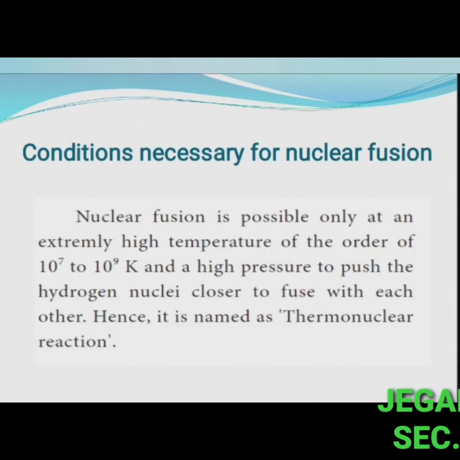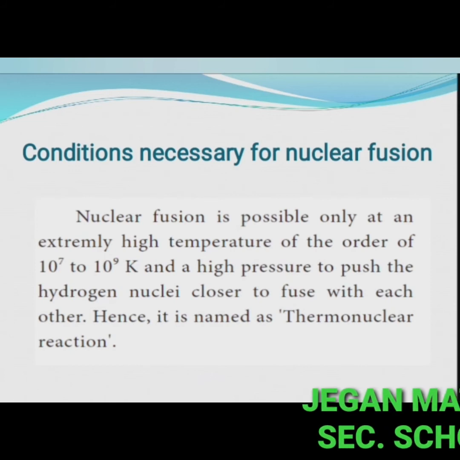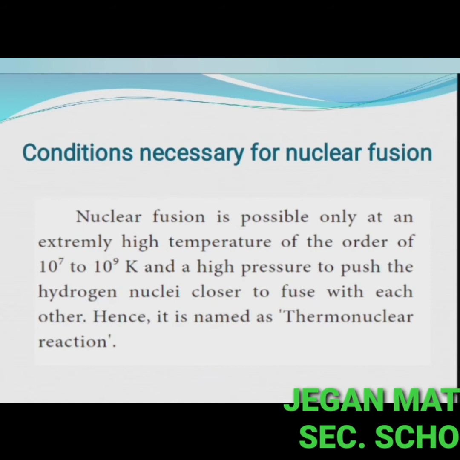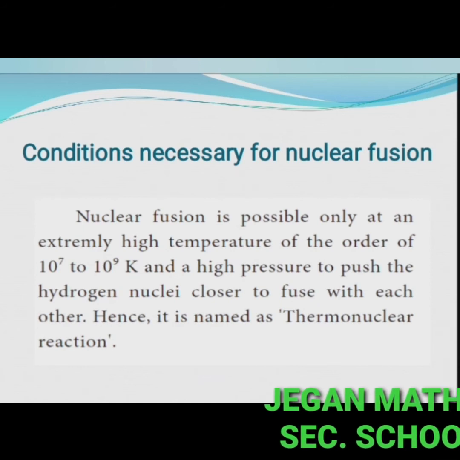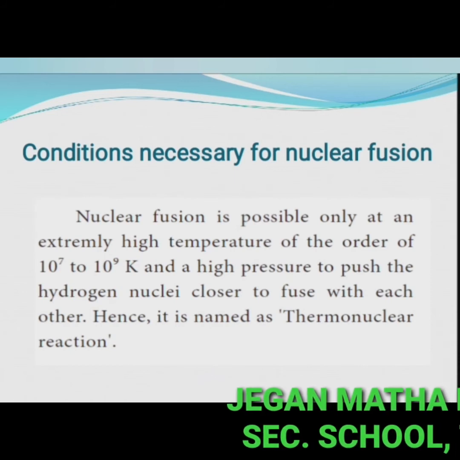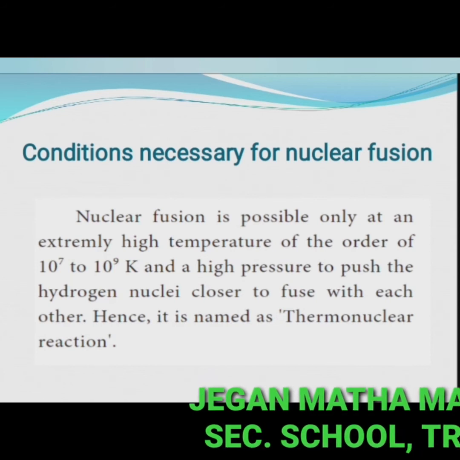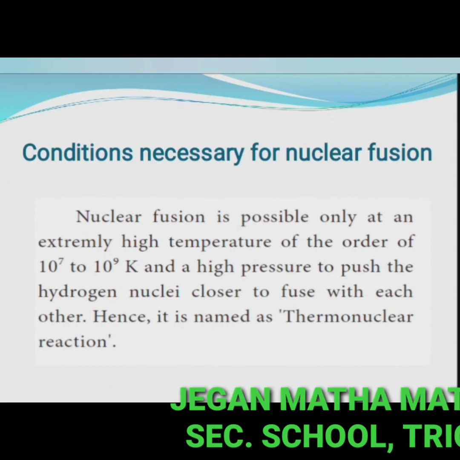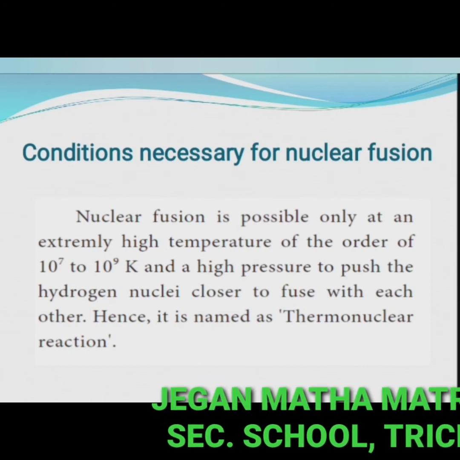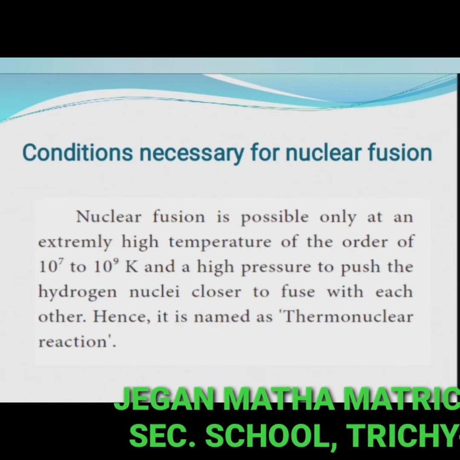Next, conditions necessary for nuclear fusion. Earth's atmosphere contains a small trace of hydrogen. If nuclear fusion were a spontaneous process at normal temperature and pressure, then a number of fusion processes would happen in the atmosphere which may lead to explosions, but we do not encounter any such explosions. Can you explain why? The answer is that nuclear fusion can take place only under certain conditions.